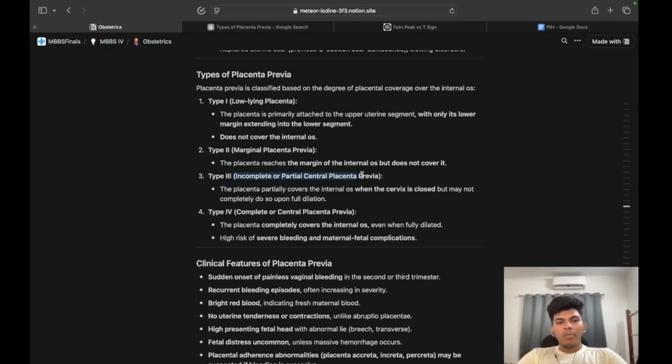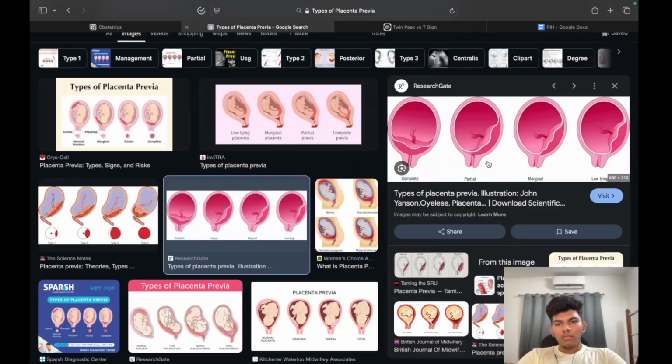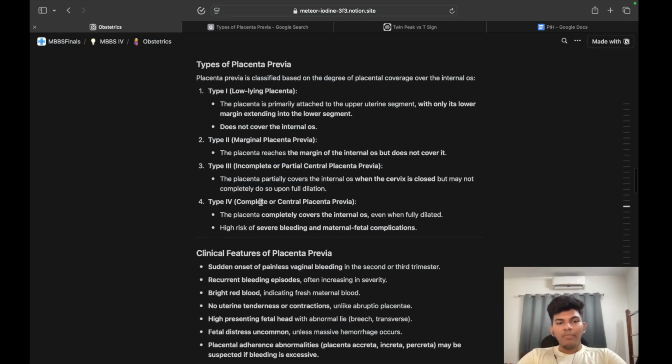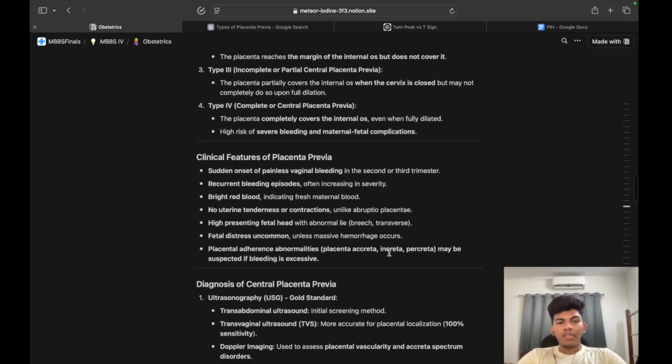Type 3, incomplete or partial central placenta previa. The placenta partially covers the internal os when the cervix is closed but may not completely do so upon full dilation. So almost when it is closed but not on full dilation, that is type 3. Type 4, which is complete or central placenta previa, the placenta covers the internal os even when fully dilated. High risk of severe bleeding and maternal fetal complications.